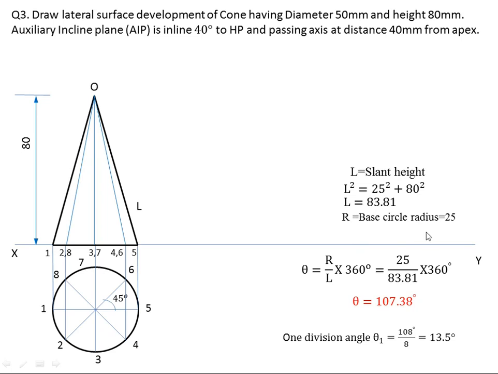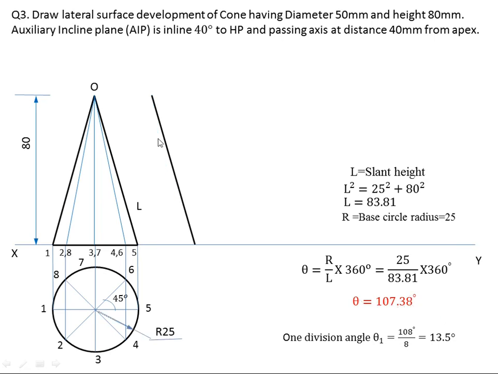R is equal to the base circle radius, 25. Theta is equal to R by L into 360 degrees, which is 25 by 83.81 into 360 degrees. So this theta is equal to 107.38 degrees. Now 1 division angle theta 1 is equal to 108 divided by 8, that is 13.5 degrees. So here we have considered this 108 approximately.